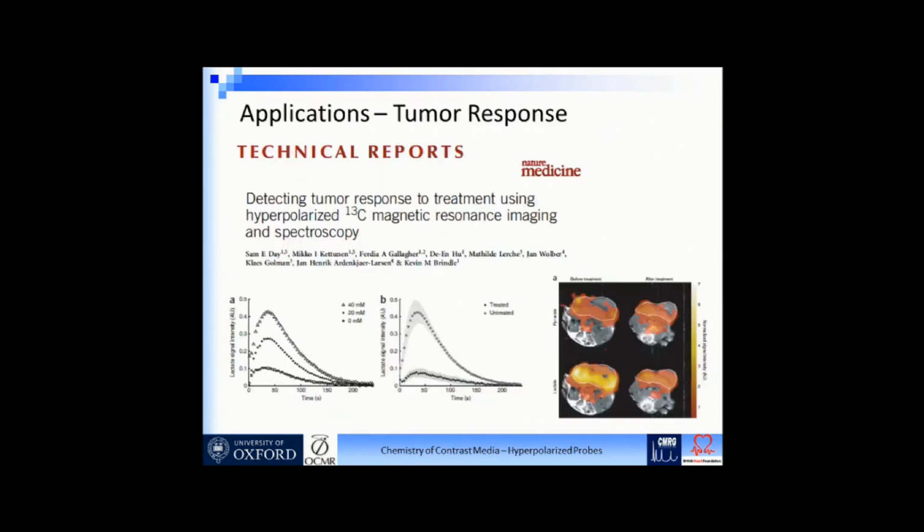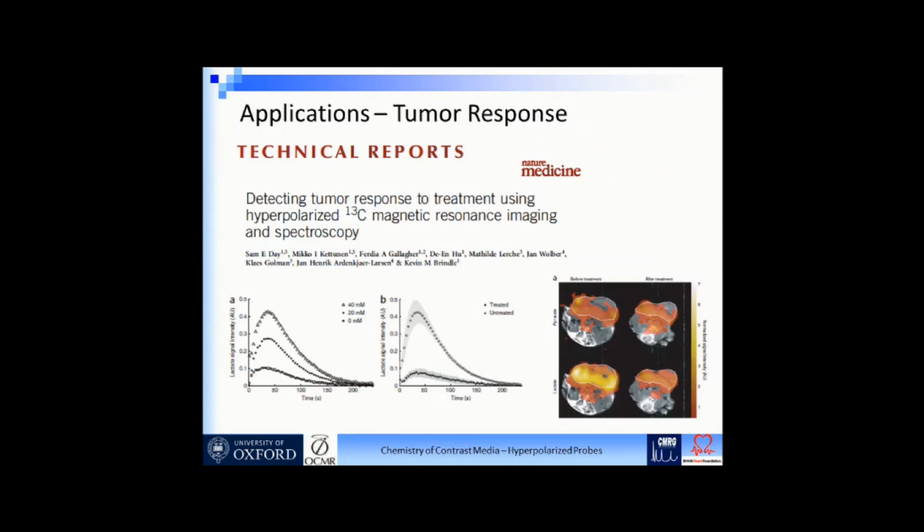Now, in terms of application for this technology, probably the primary application has been looking at oncological applications, primarily tumor response and tumor localization. And what you see is that you can start to use the inherently glycolytic nature of tumors to detect the response of the tumor to treatment.